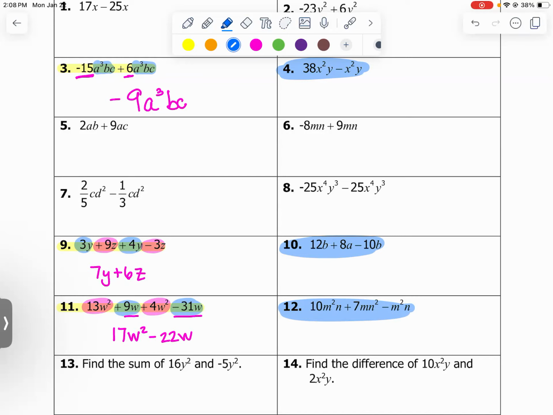Number 3, it's x cubed y minus x cubed y. That would just mean it's 2b. Isn't that like 2b plus 8a? Yeah. 2b plus 8a minus 2b.